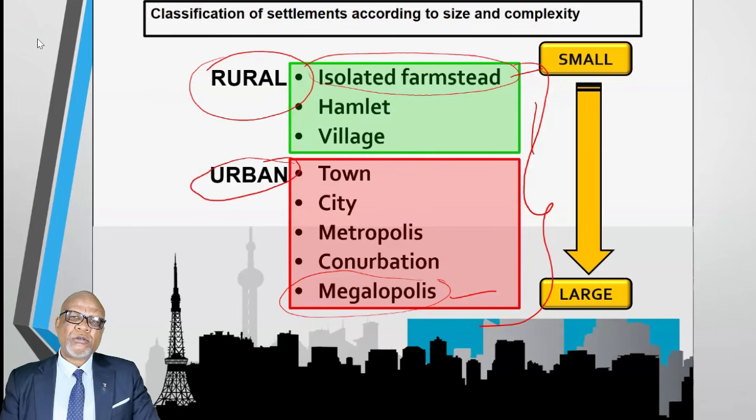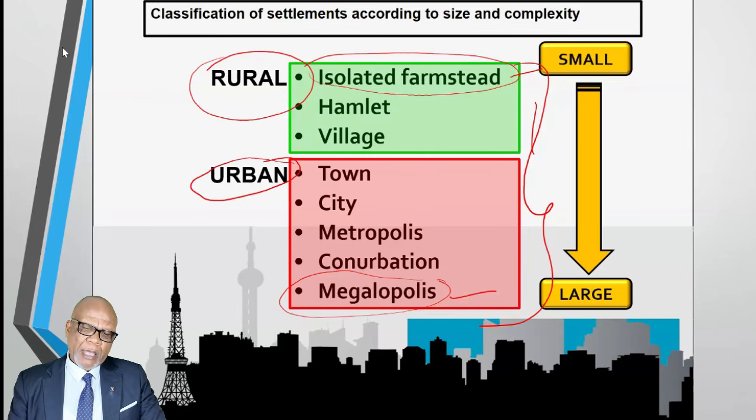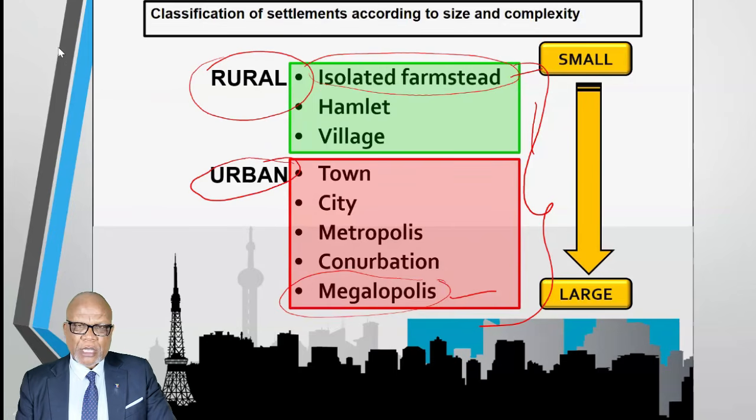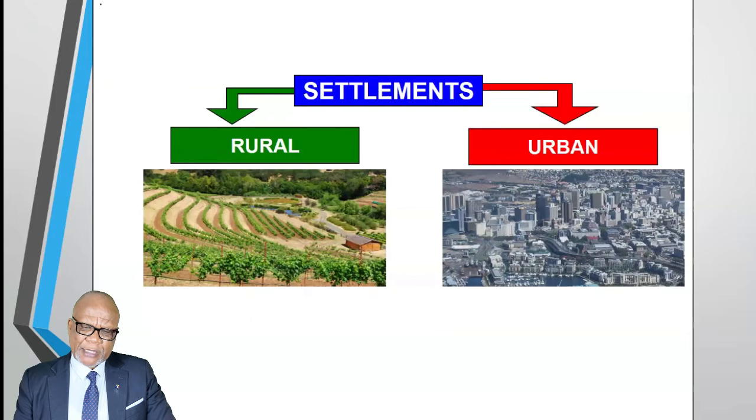So you must know the difference between urban settlement and rural settlement. That is where the function of a settlement comes in. So this is classification of settlements from the smallest to the largest. It is also called hierarchy of settlements, where you rank settlements from the smallest to the largest. Now let's look at settlements according to functions.